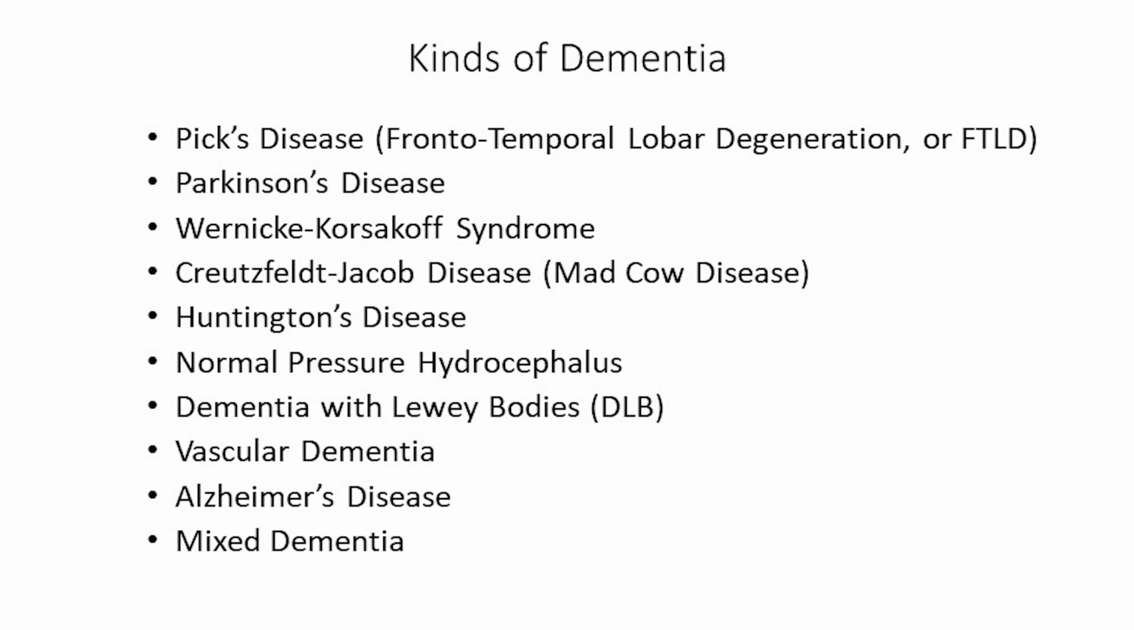So here's a list of the different kinds of dementia. There's Pick's disease, also known as frontotemporal lobar degeneration, or FTLD, Parkinson's disease, Wernicke-Korsakoff syndrome, Creutzfeldt-Jakob disease, also known as mad cow disease, Huntington's disease, normal pressure hydrocephalus, dementia with Lewy bodies, or DLB, vascular dementia, Alzheimer's disease, and mixed dementia. So let's just start with the first one on the list and work our way down.